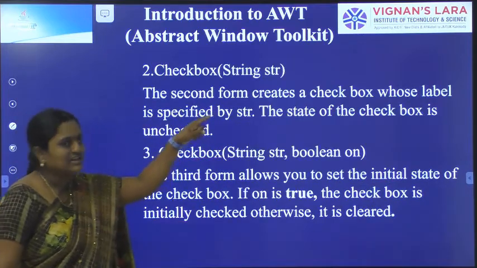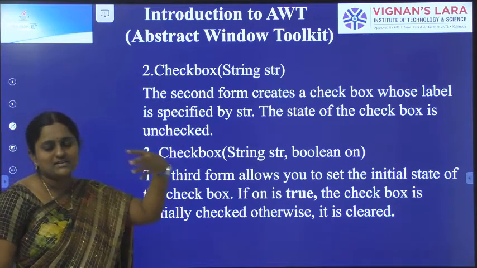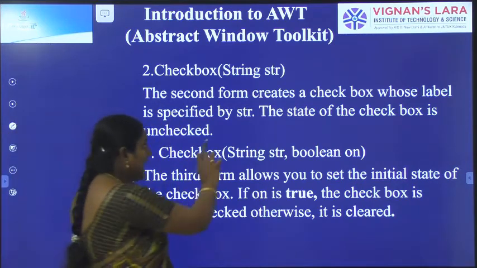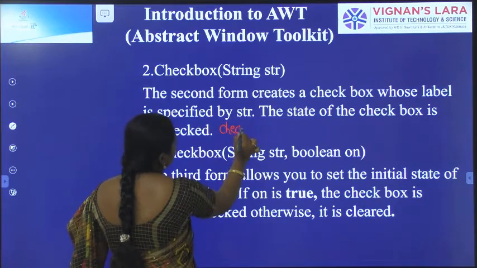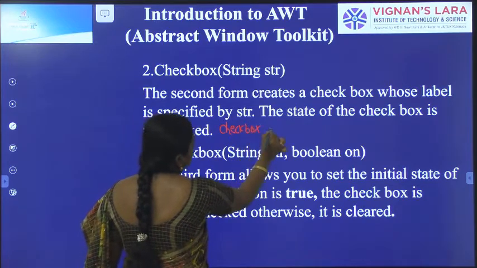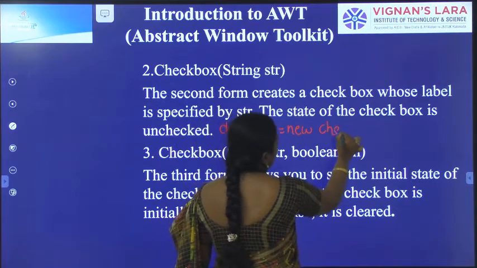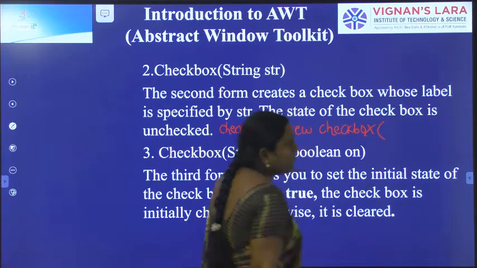So the next one is Checkbox(String str). It is a parameterized constructor. A String is applied as an argument to this constructor. Here, suppose I am creating an object of this checkbox: Checkbox c = new Checkbox(some string).